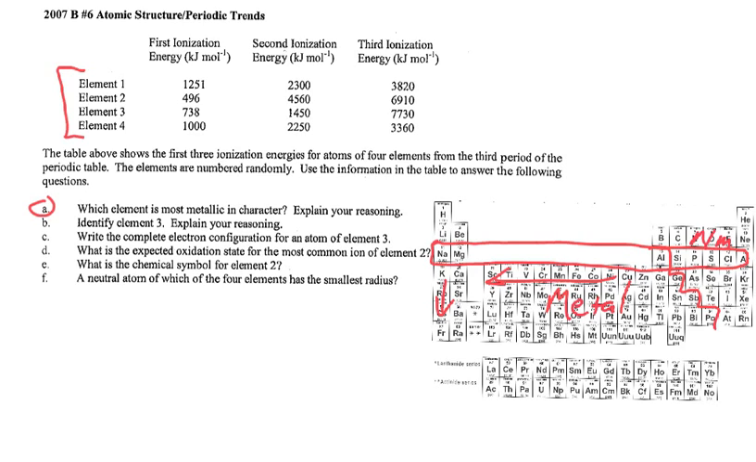You notice that francium here is going to have very, very low ionization energy. Remember, fluorine has very high ionization energy. This one's going to be easy to remove electrons. So we're going to say that probably element 2 is the most metallic, because you'll notice that it has the lowest ionization energies. It also loses 1 electron, and then the ionization energy jumps up a lot. So I think for A, the answer is going to be element 2.